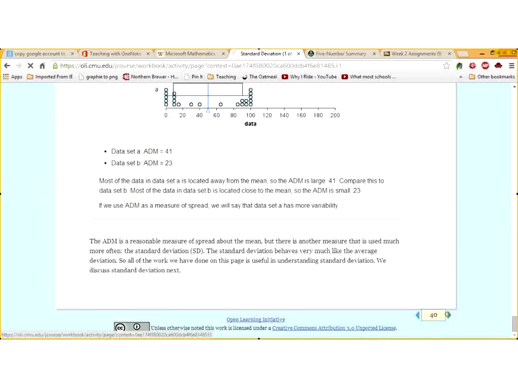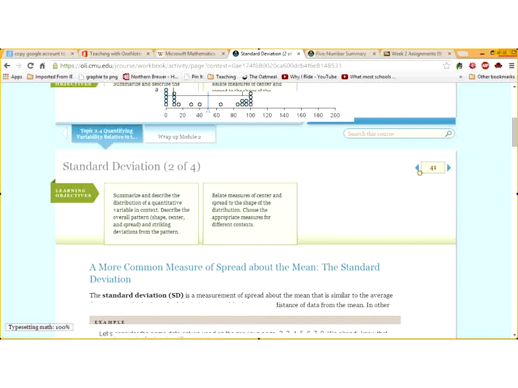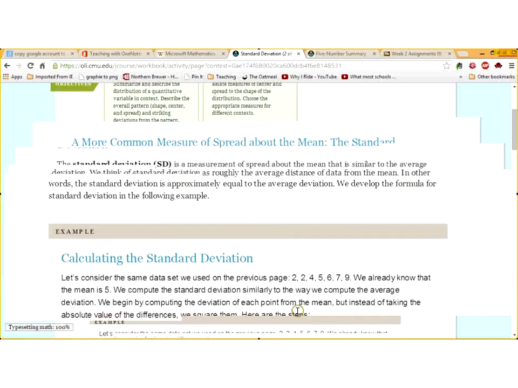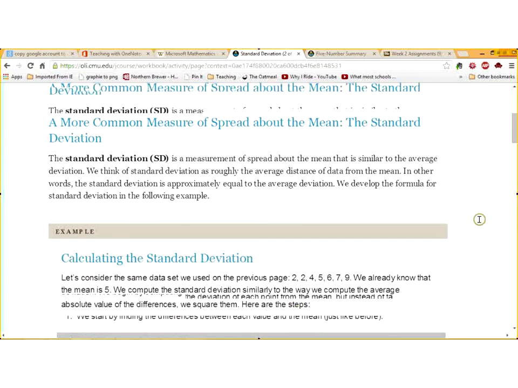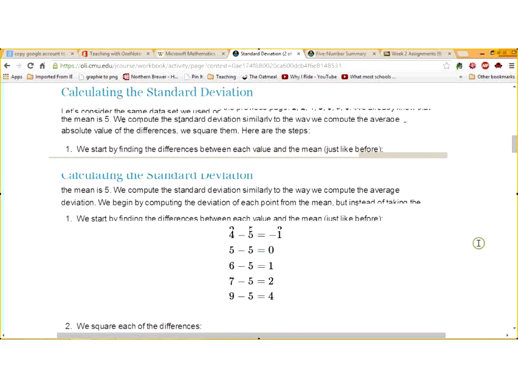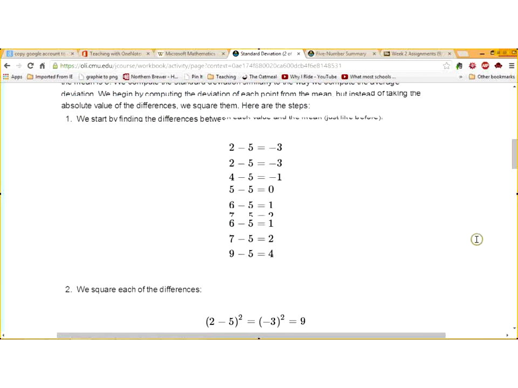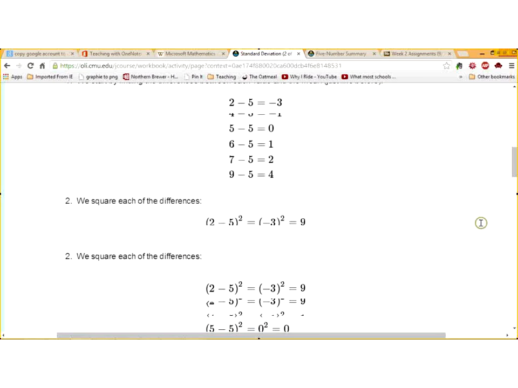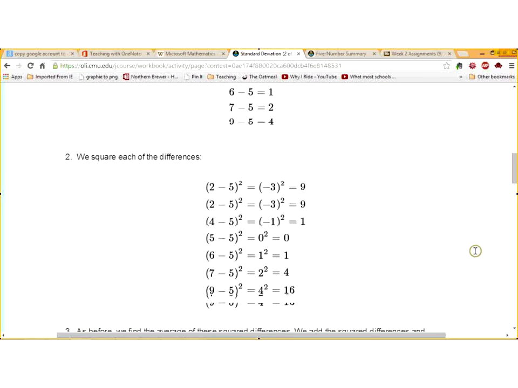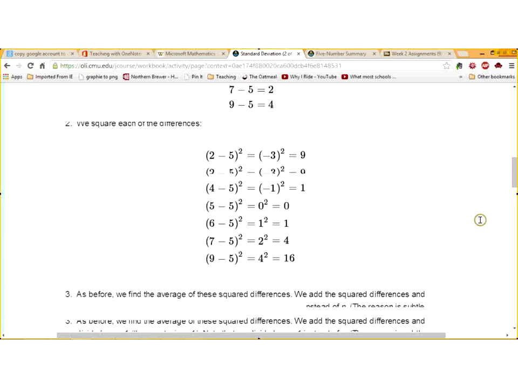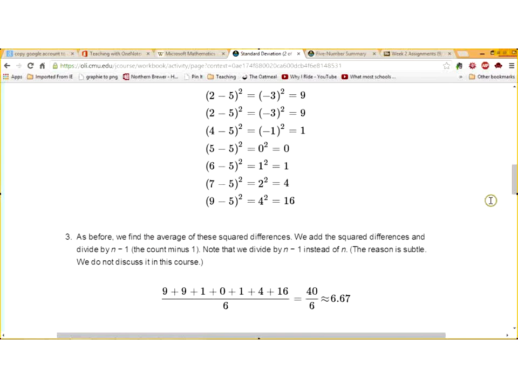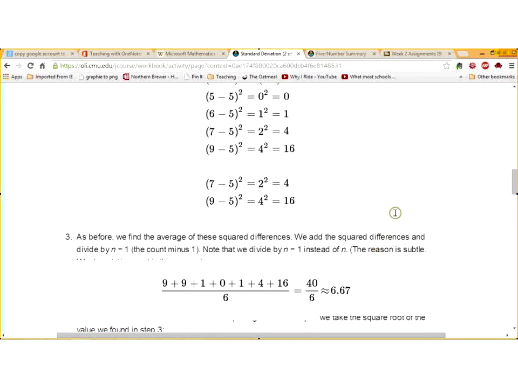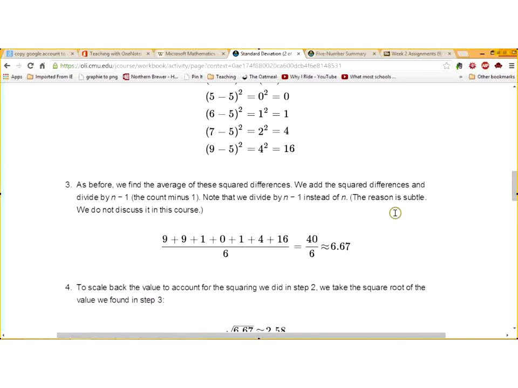There we go. All right, but what we're more interested in is what starts on the second page, which is standard deviation. Standard deviation has some more useful properties, and it's much more commonly used. What they do, instead of taking the absolute value of the deviations from the mean, is square each of the deviations. That also has the effect of making the negative ones positive.